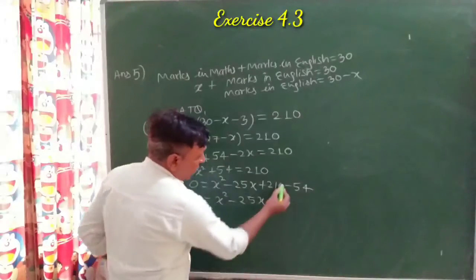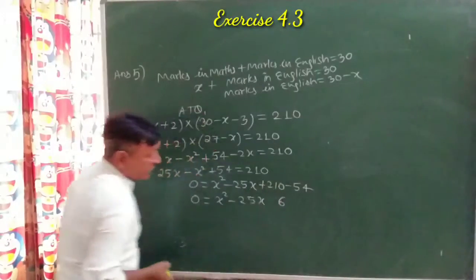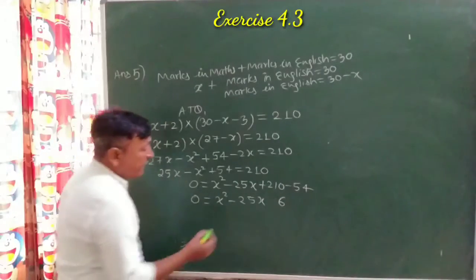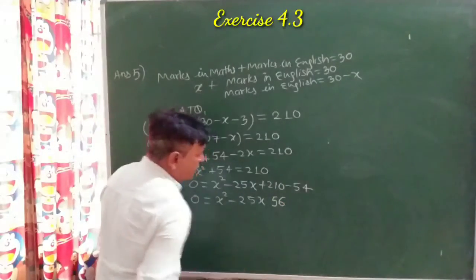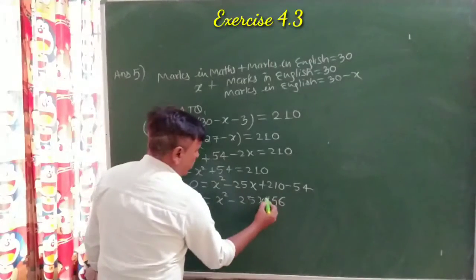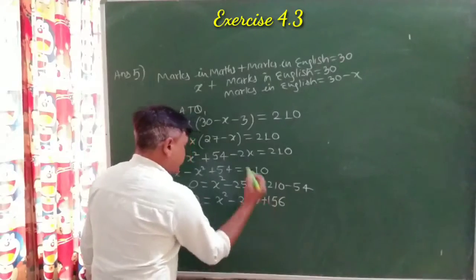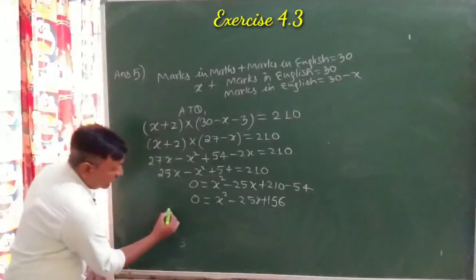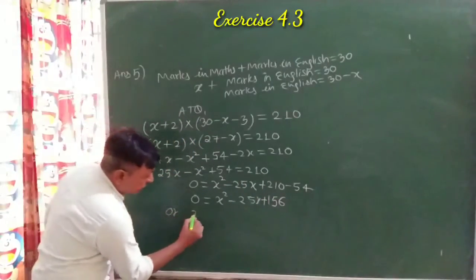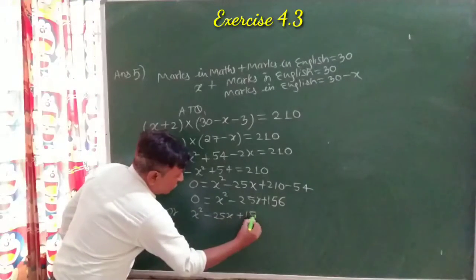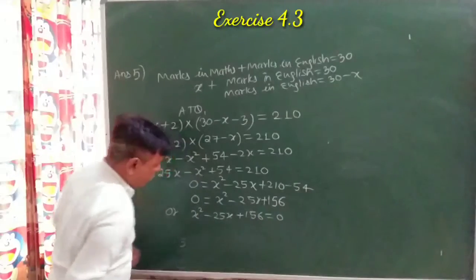210 minus 54. 10 minus 4 is 6. Okay, again 1 carry. 10 minus 5 is 5. And what is left here? 1, and it is positive. Okay, and now we can write it like this: x square minus 25x plus 156 is equals to 0.